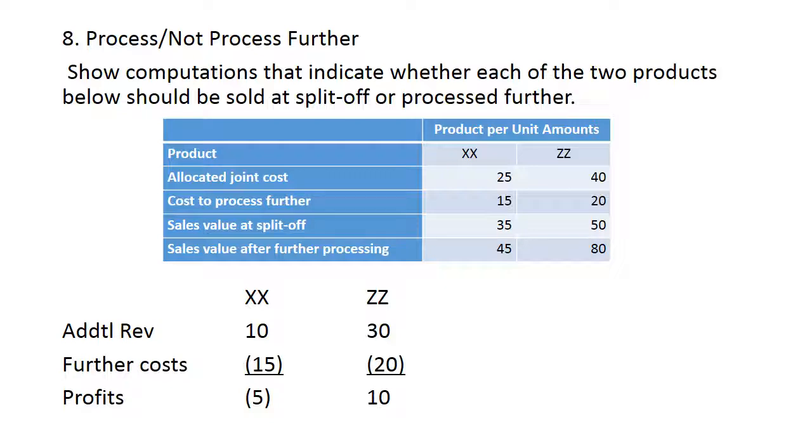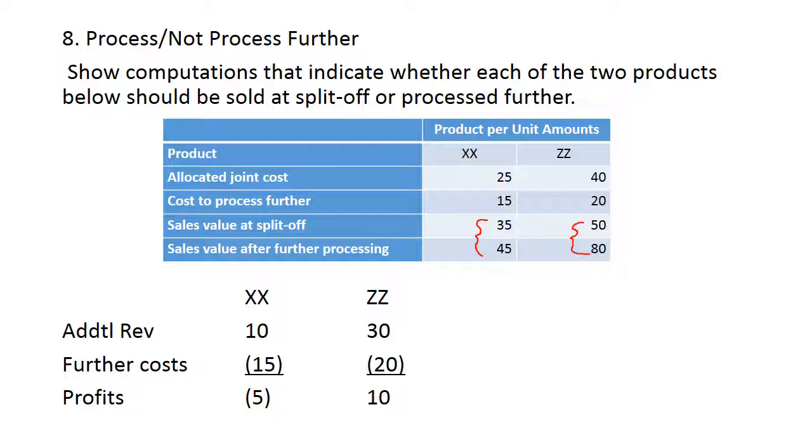Process or not process. So the way we want to assess this is we want to determine the sales price that we get, or the change in sales price from the point of split off to when it's processed further. So the sales price of product X increases by $10 if we process it further, and the sales price of product Z increases by $30 if we do further processing. The cost of further processing is $15 for product X, and the further processing costs are $20 for product Z.